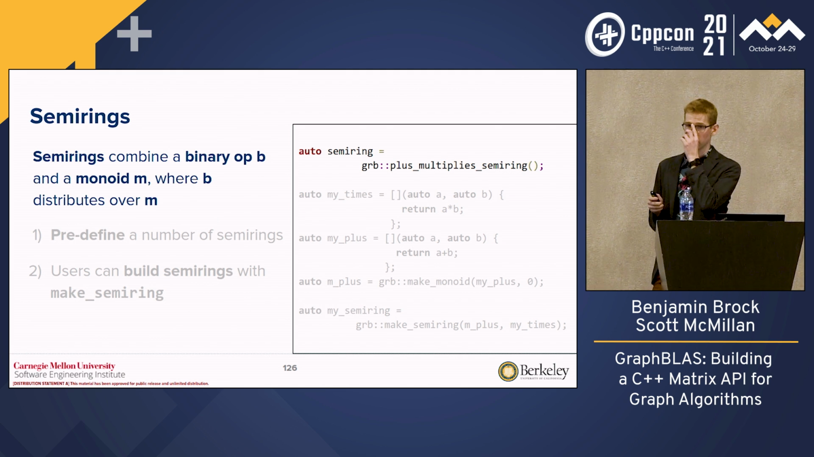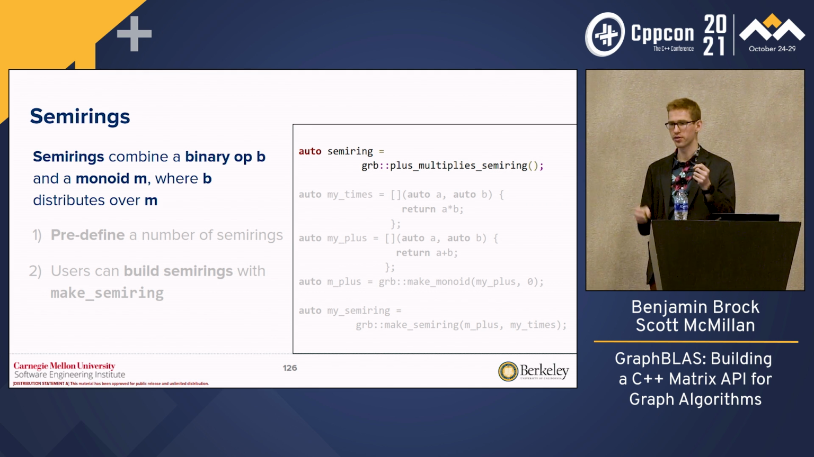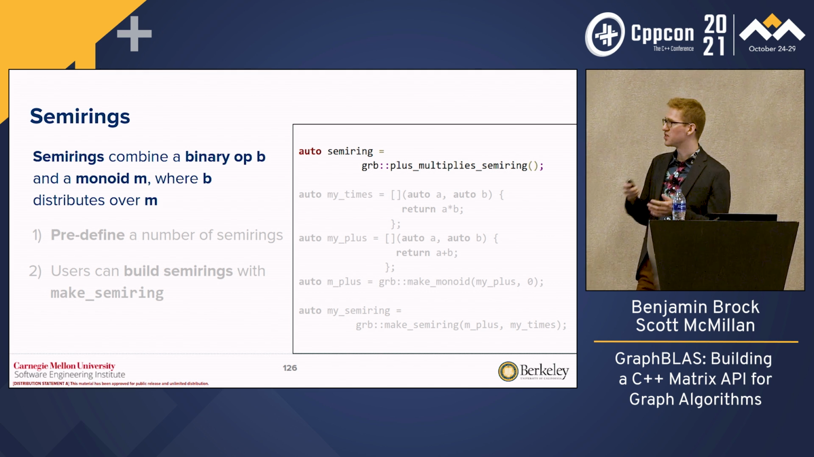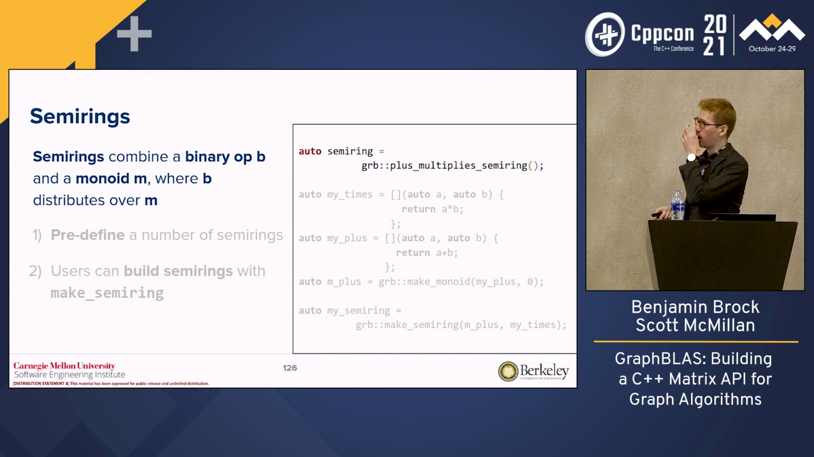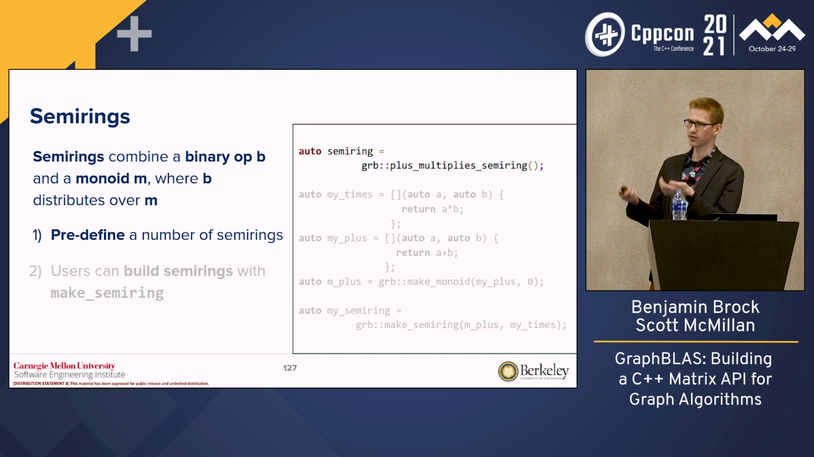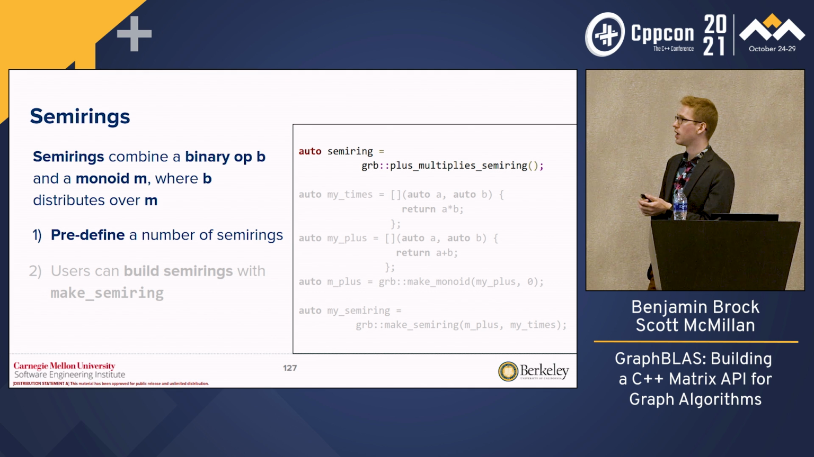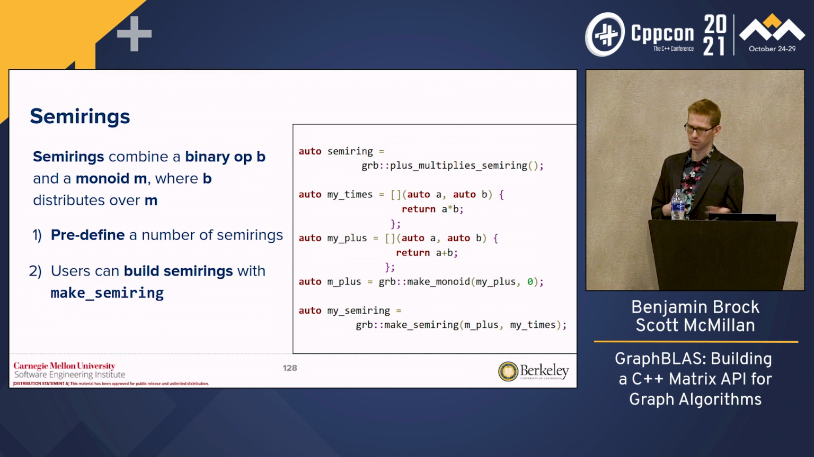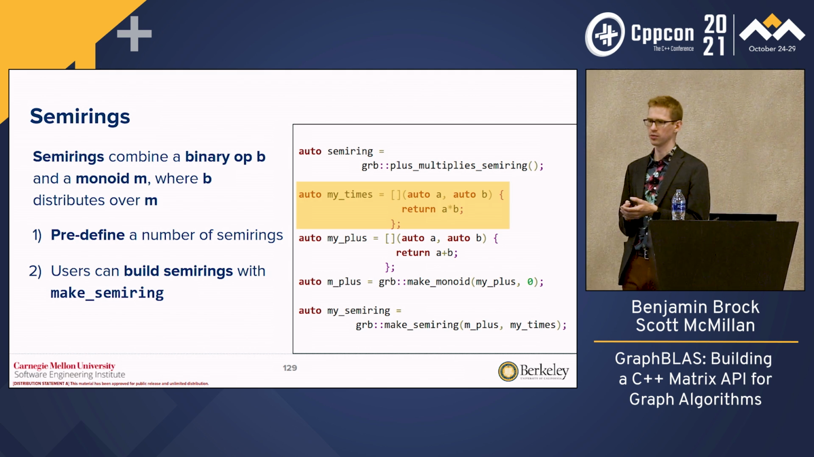Another important thing is semirings. Semirings combine a binary op with a monoid, where the binary operator distributes over the monoid. This is, for example, the classical addition and multiplication in classical linear algebra. But of course, you can define a bunch of other kinds of semirings. We predefine a number of different semirings, and users can also build their own semirings for either custom types or for other operators they want to come up with.